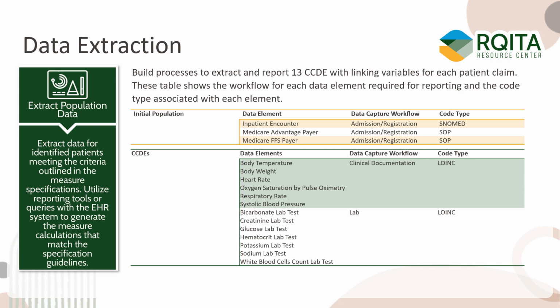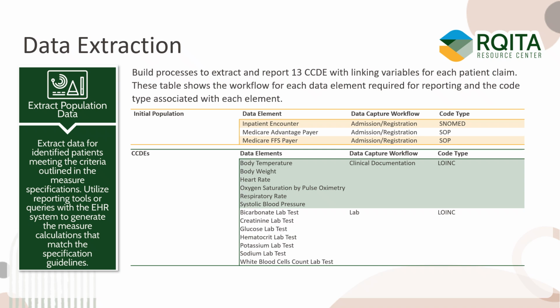Now that you've identified the initial population, you can begin to build processes in your EHR to extract and report 13 clinical core data elements with linking variables for each patient claim in your population. Essentially, you will take the list of data elements listed in the specification and provided on the screenshot on the slide and map the value set codes to the places you document these elements in your EHR. Ask yourself, where are you documenting these elements in your EHR system? And start to compile a thorough list.